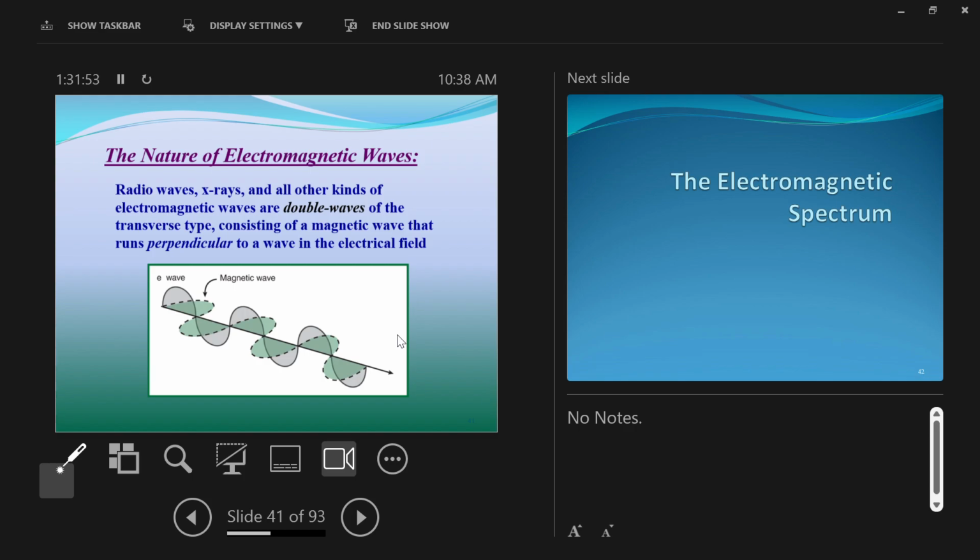What are the two variables? Yeah, okay. So wavelength can change and affect frequency, or frequency can change and affect wavelength, okay?